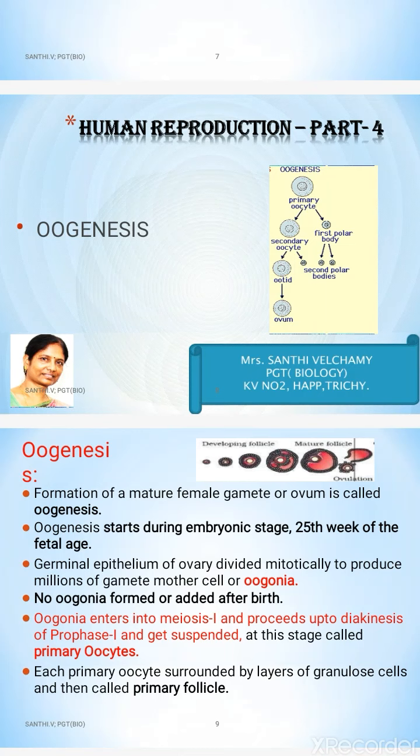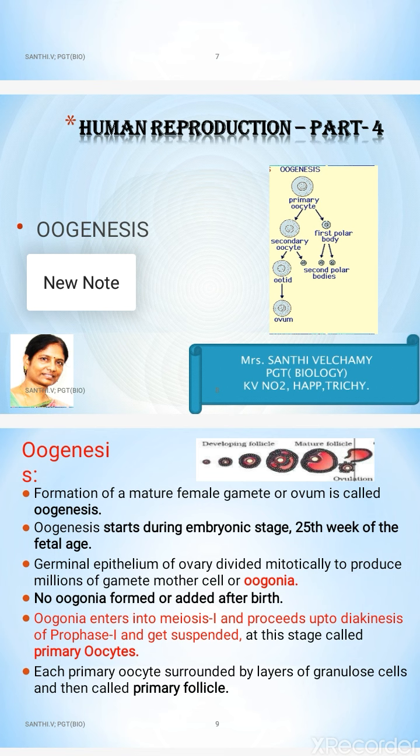Good morning, children. Today, let us continue with the fourth part of the chapter human reproduction, that is, oogenesis. In the previous class we studied spermatogenesis. Today, let us see oogenesis, that is, the formation of ovum.